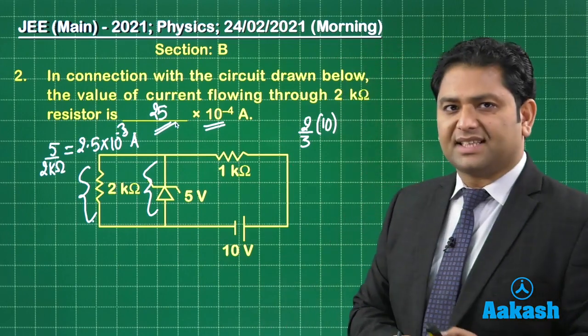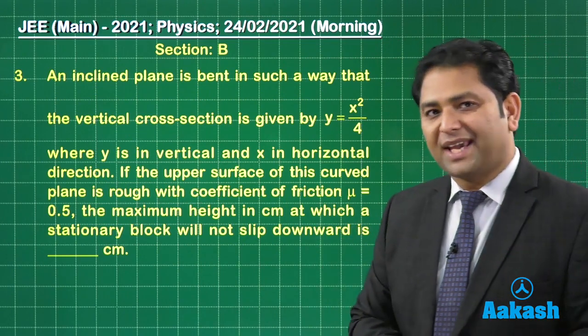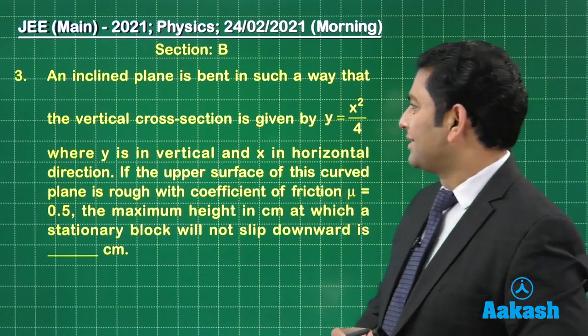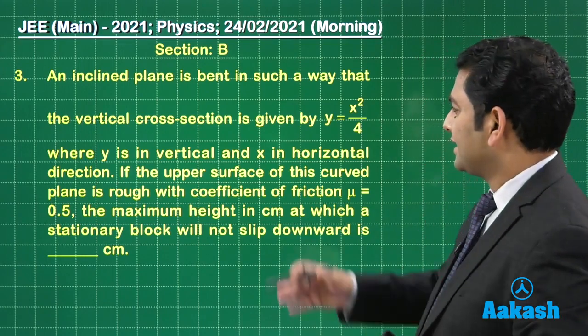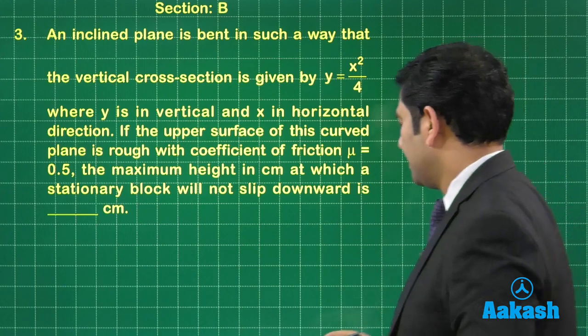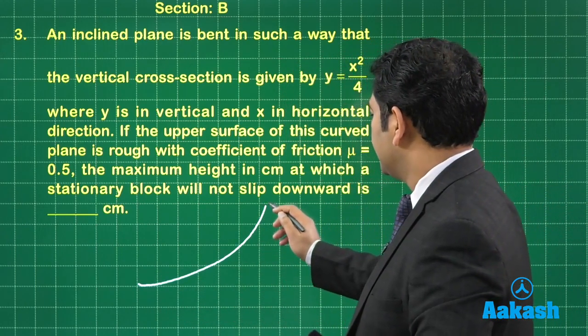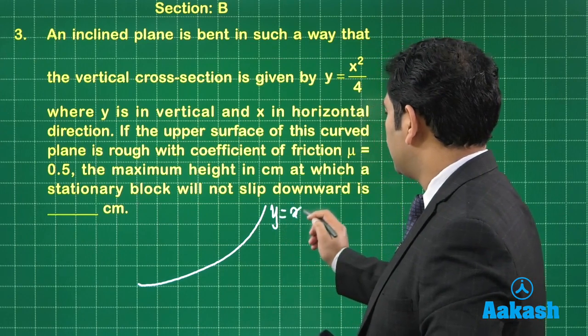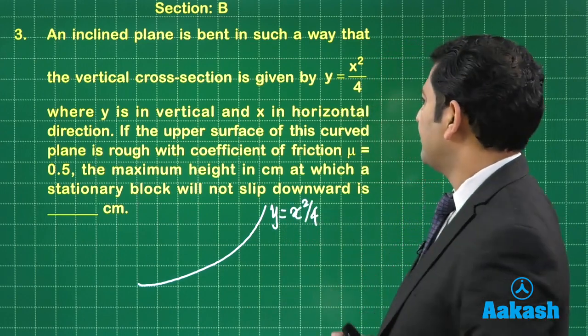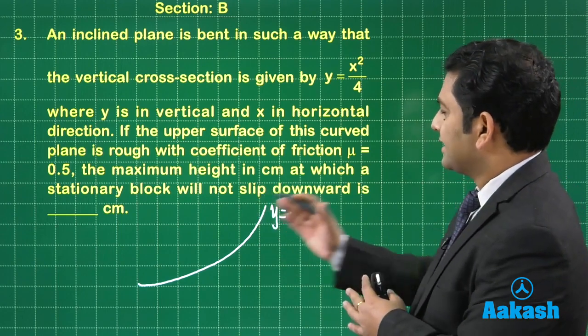Question number 3, let's see. Question number 3, a little bit of mechanics. There is an inclined plane which is bent in such a way that the vertical cross section is y equals to x square by 4. That means it's a parabolic one, okay? So this is y equals to x square divided by 4. Now y is in the vertical and x is in the horizontal.